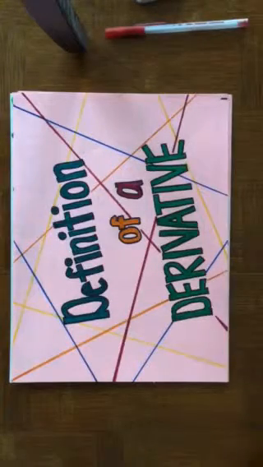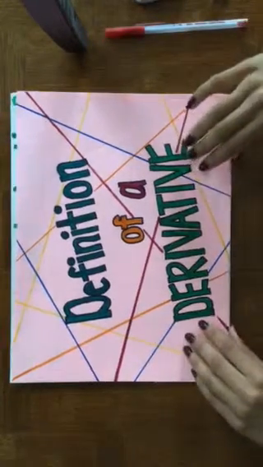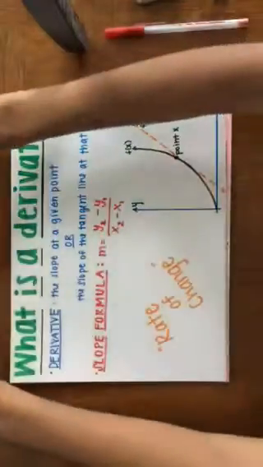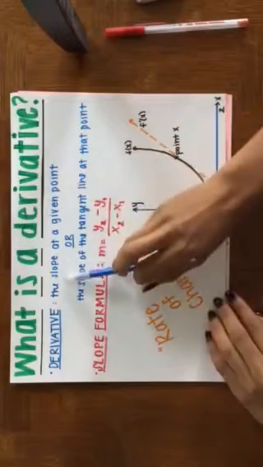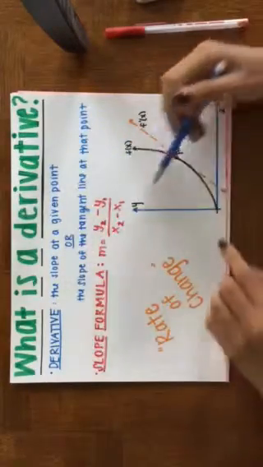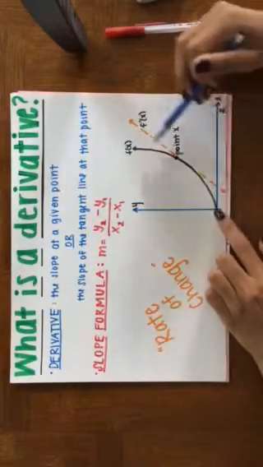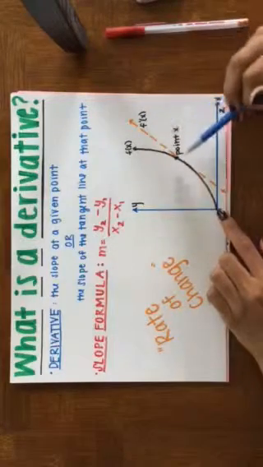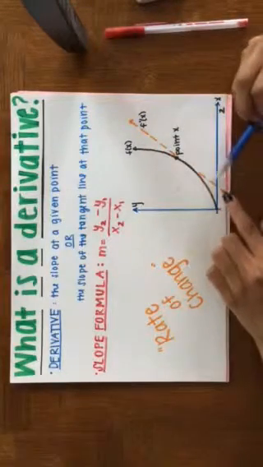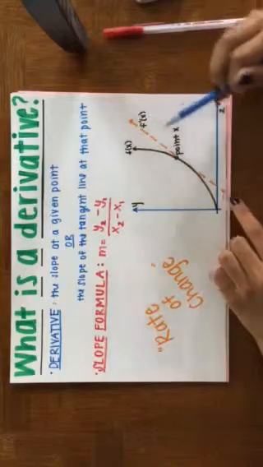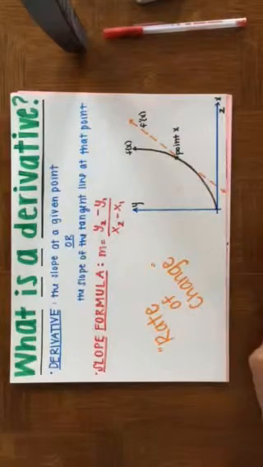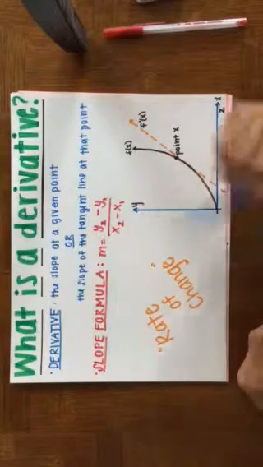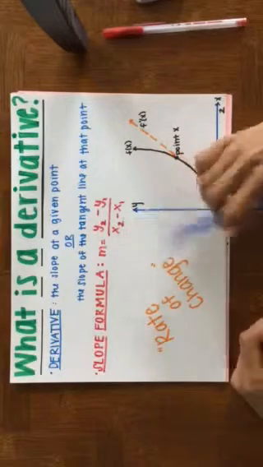So the topic of this video will cover the definition of a derivative. What is a derivative? A derivative is the slope of a function at a given point. For example, for this function f of x, the derivative at some point x is the slope of this tangent line. The definition of a derivative is based off of the slope formula, which is basically the change in y over the change in x.